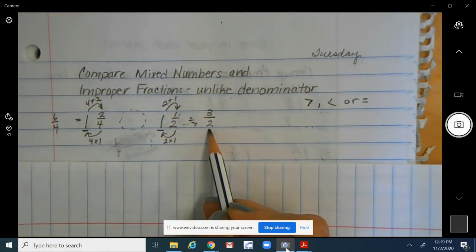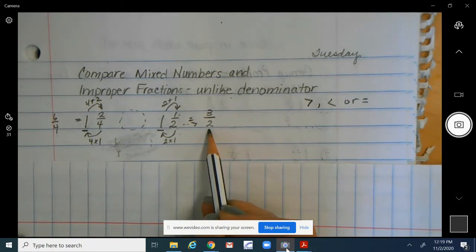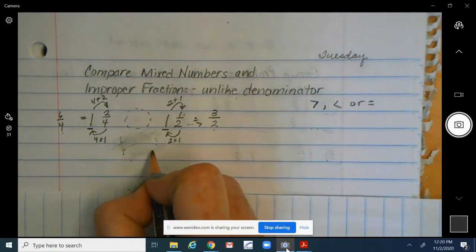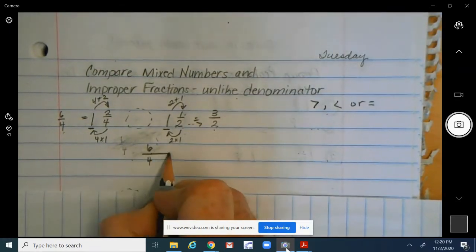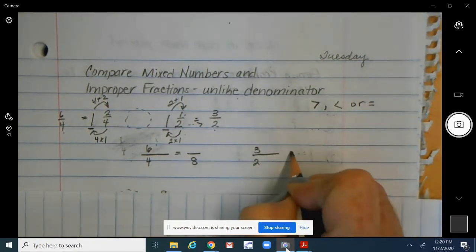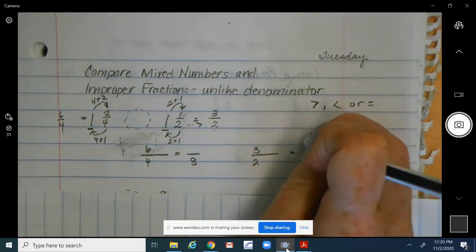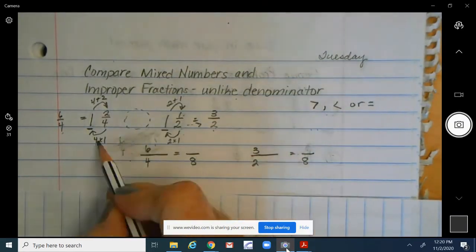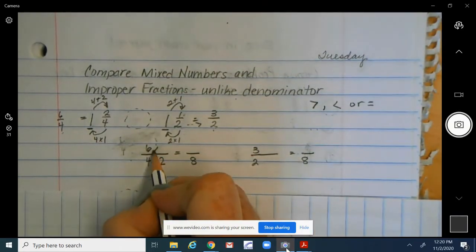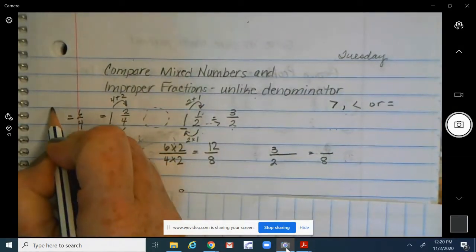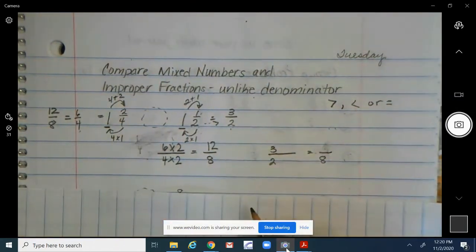So I am going to use a common denominator. I can either list the multiples or I can multiply the denominators. Since multiplying the denominators is easier, I'm going to do 4 times 2. So I'm going to do 6/4, and I know 4 times 2 is 8. Whoops, that would be the denominator. So I'm multiplying my denominators, so I know it's 4 times 2. Whatever I do to the bottom, I do to the top. 6 times 2 is 12. So now, again, I'm going to put this up here. That is the same thing as 12/8.